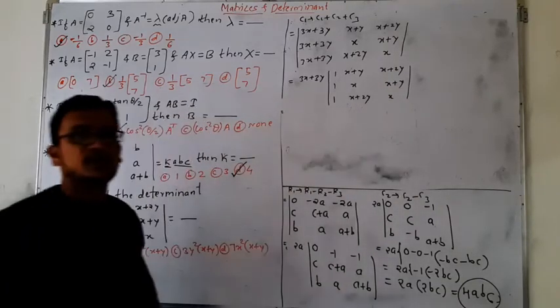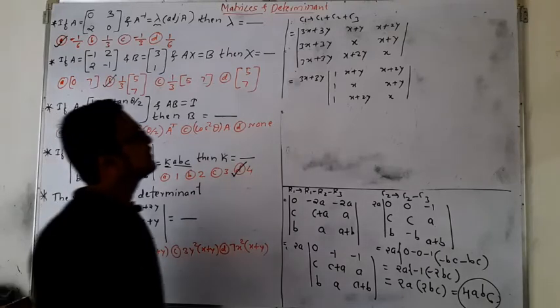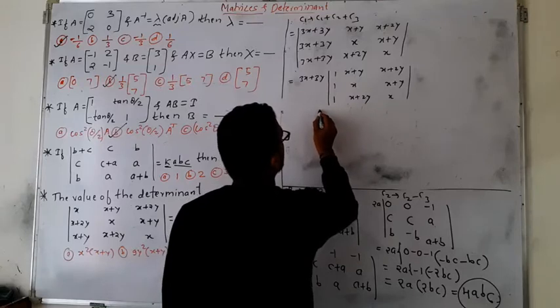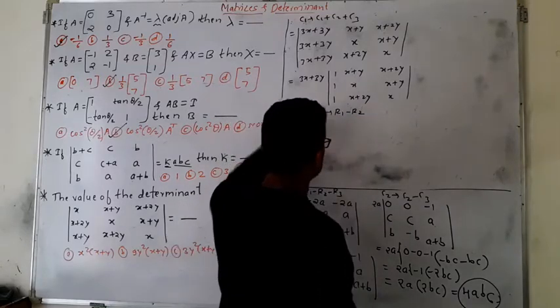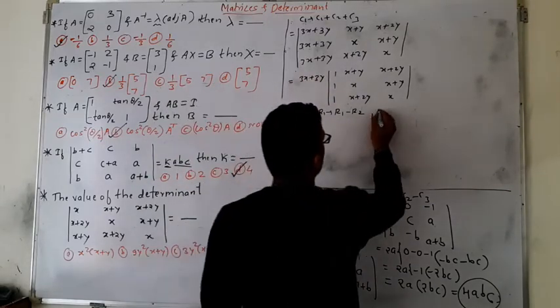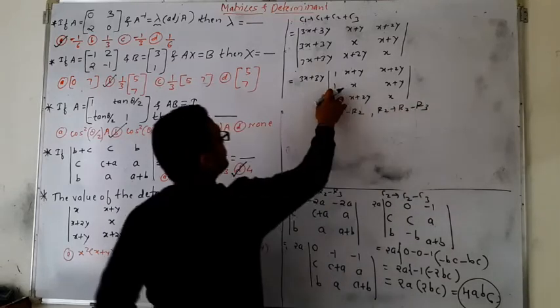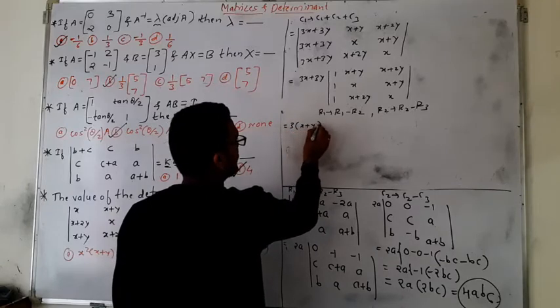Now again apply the operation to reduce the determinant. Okay, so which operation we can apply here? That is R1 changes to R1 minus R2, because this 1 minus 1 will become 0. Also if you want to apply, then you can apply R2 changes to R2 minus R3. So this element will also become 0. In this 3 will be common, so left with x plus y.